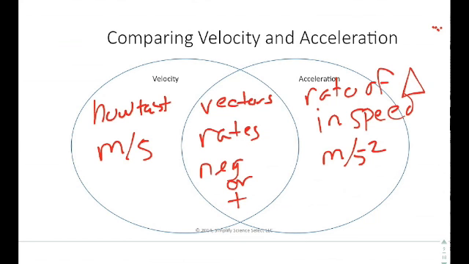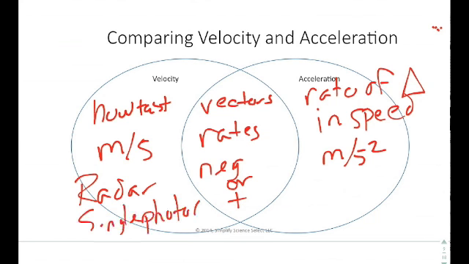Okay, so there are some similarities, but there are some fundamental differences. They fundamentally measure different things. Velocity is generally measured with radar, although it can be done with a single photogate. And if you're trying to measure acceleration, you generally need two photogates, or there's something called an accelerometer.